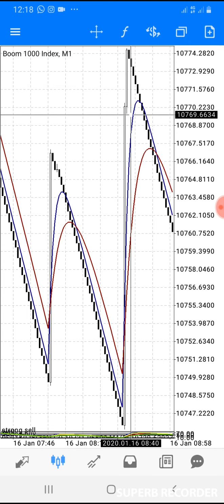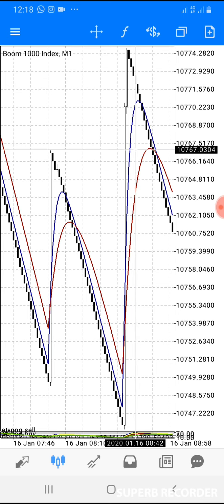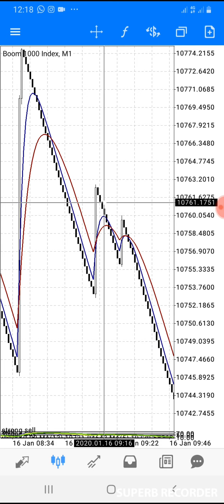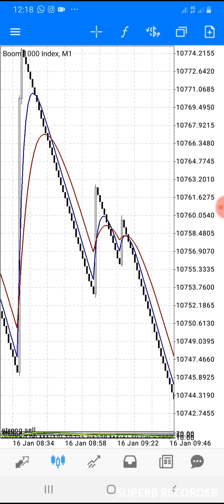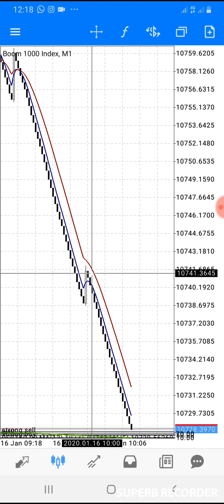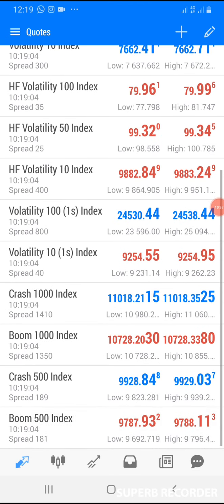Fourth trade, it did not work, but because you are in a downtrend, you keep holding it. You don't close in a loss. You keep holding your trade and wait for it to retrace and you close. Another trade there, another trade there, and another trade there. So as you can see, the strategy works perfectly fine if you are patient and ready to make consistent profits. Okay, let's look at boom 500. Let's see if it follows the same thing.